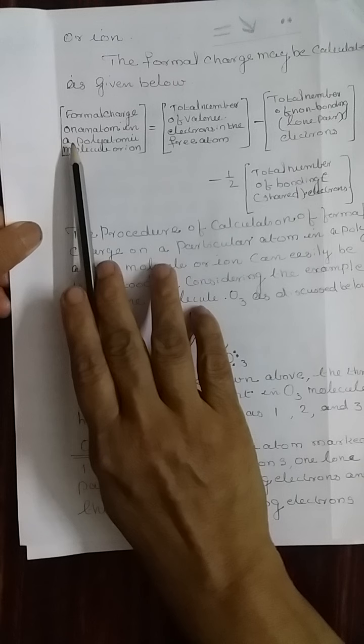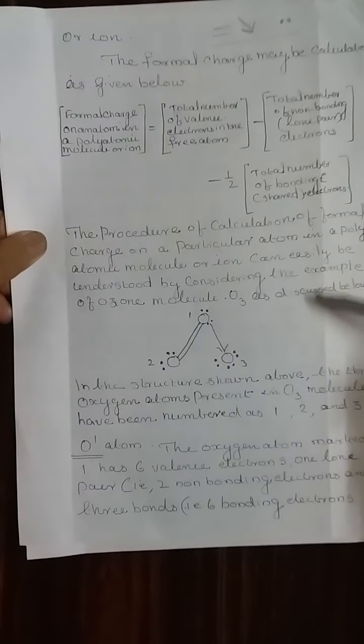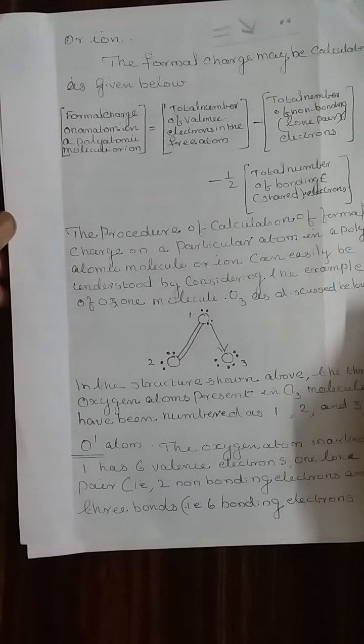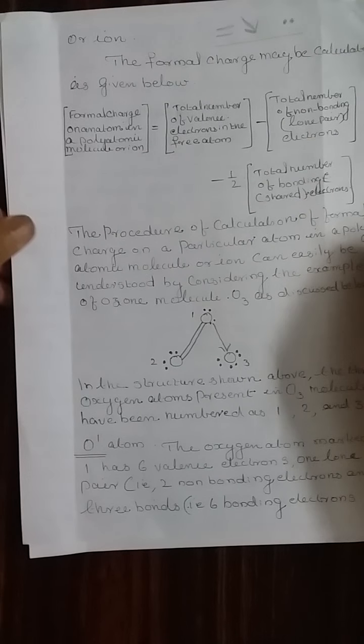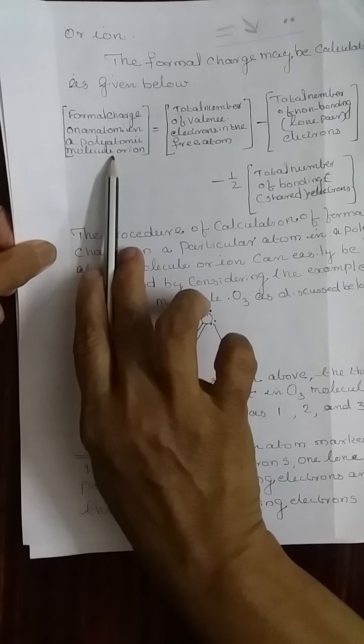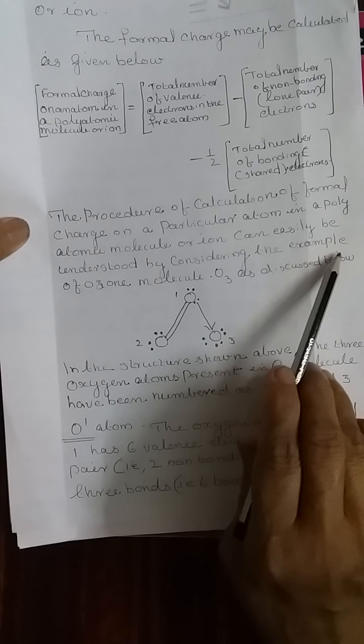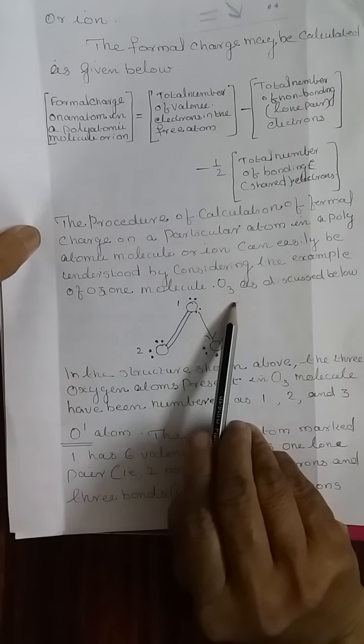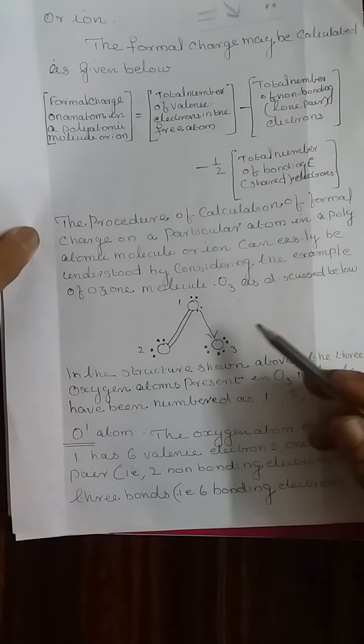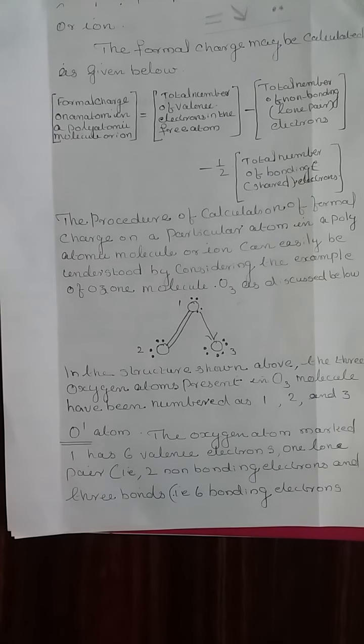First of all, you should write this equation and then listen to this and try to find out the answer by substituting the values in this equation. For example, the procedure for calculation of the formal charge on a particular atom in a polyatomic molecule or ion can easily be understood by considering the example of the ozone molecule as discussed below. Therefore, let us start that as a separate calculation.